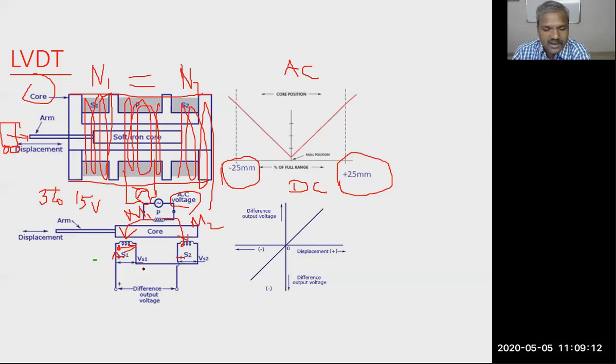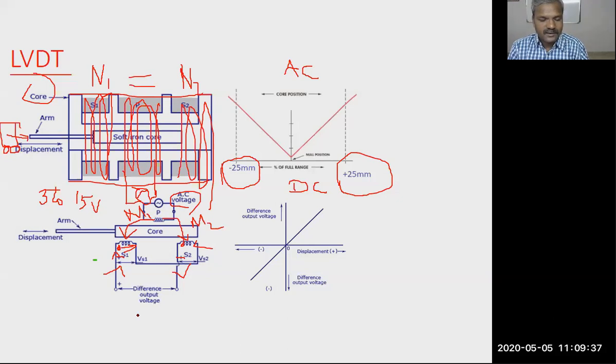The secondary coils are connected in series. See, the current is flowing through this. Here the current is in the opposite way, so it is coming out. So the current flowing inside, and both are connected in series, but in opposing sides. In opposition, so the EMFs are in opposition.